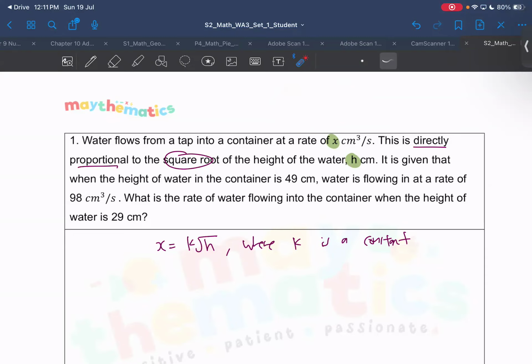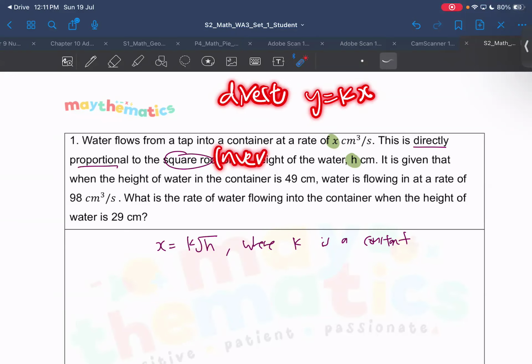What's inverse? Xavier, what's inverse proportion? The opposite of direct proportion. Okay, so what's the general formula? This is direct. What's the inverse? Y equals to? It's K over X squared. Can you remember? What's the general formula for inverse proportion?